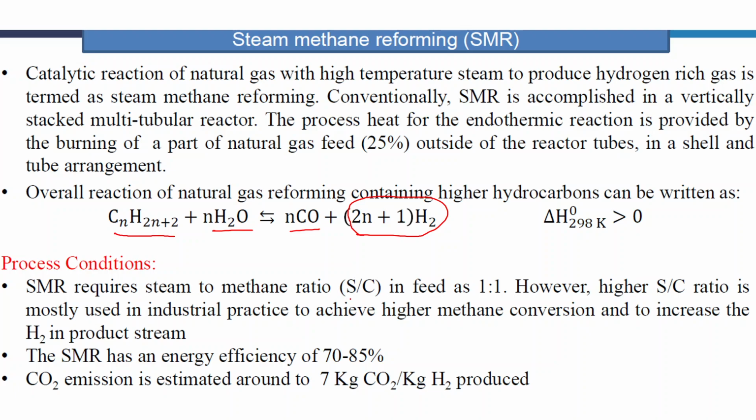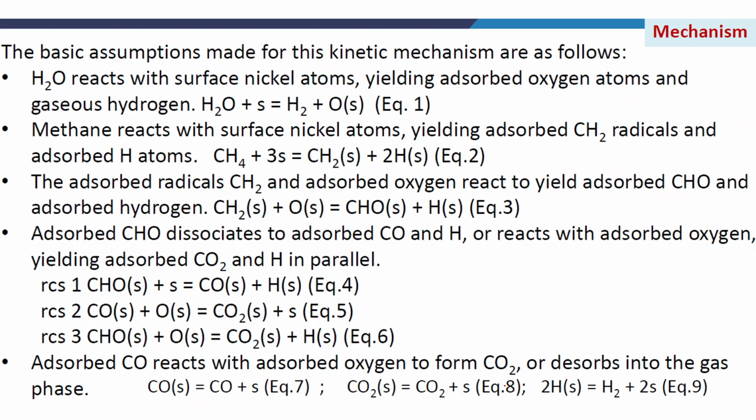The steam to methane ratio in the feed used here is 1:1. However, a higher steam to methane ratio is mostly used in industrial practice. SMR has an energy efficiency of 70 to 85 percent, and the carbon dioxide emission here is 7 kg of carbon dioxide per kg of hydrogen produced. Let us talk a bit about the mechanism of this steam methane reforming reaction.